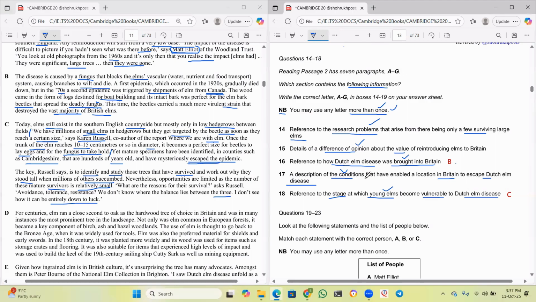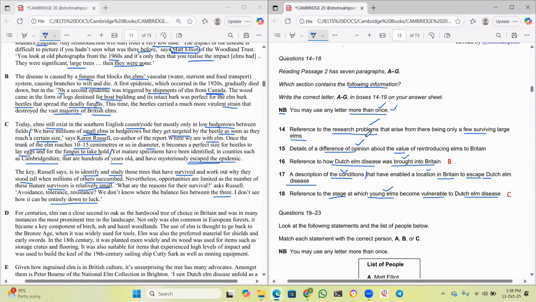A description of conditions that have enabled a location in Britain to escape the Dutch elm disease. Now, we read about a location, Cambridgeshire. It has escaped the disease. But is there any description of the conditions here? No, he just gave a single sentence, that in this region they have mysteriously escaped the epidemic, but he did not describe the conditions in that location, right? So I think 17th is not okay. Then is anything else matching?